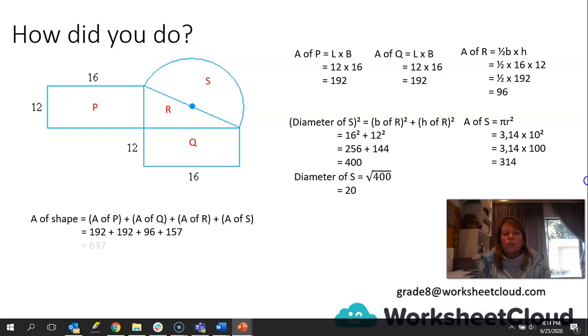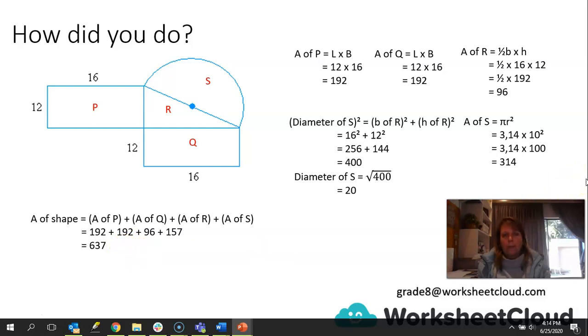If we add those all together, we're going to end up with 637. So that is the area of the whole shape. If we were given the units of measurement as say being millimeters, then it would be 637 millimeters squared. But in this case, we weren't given any units, but just remember it would be the square units if there were units there.